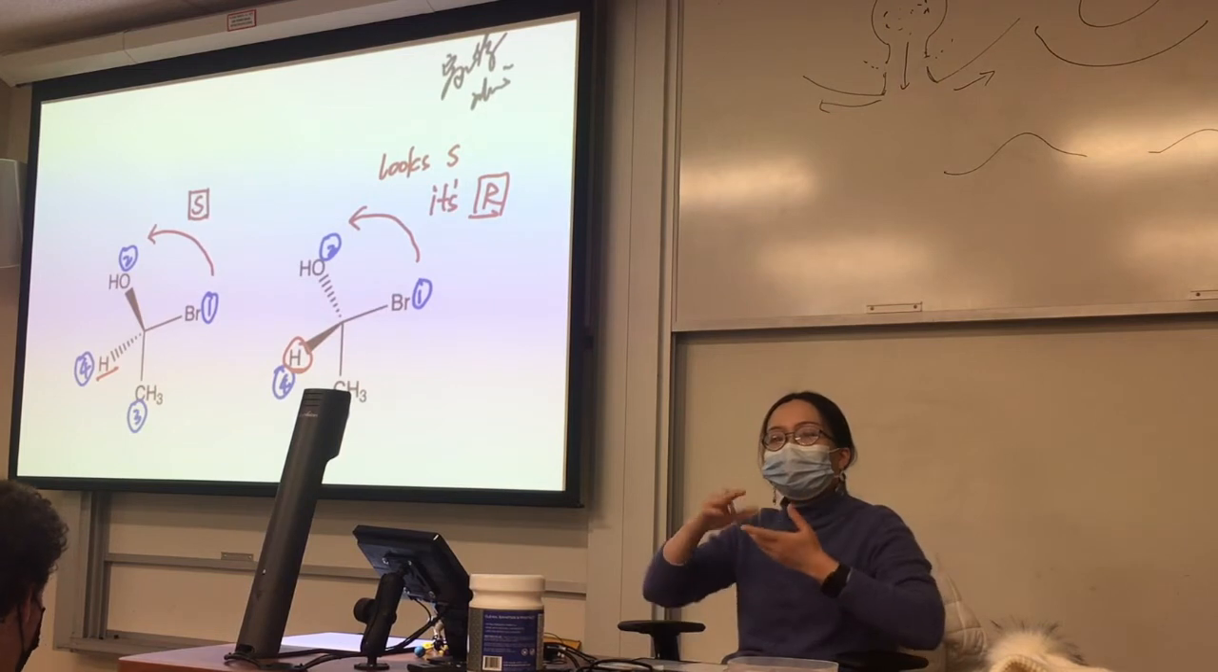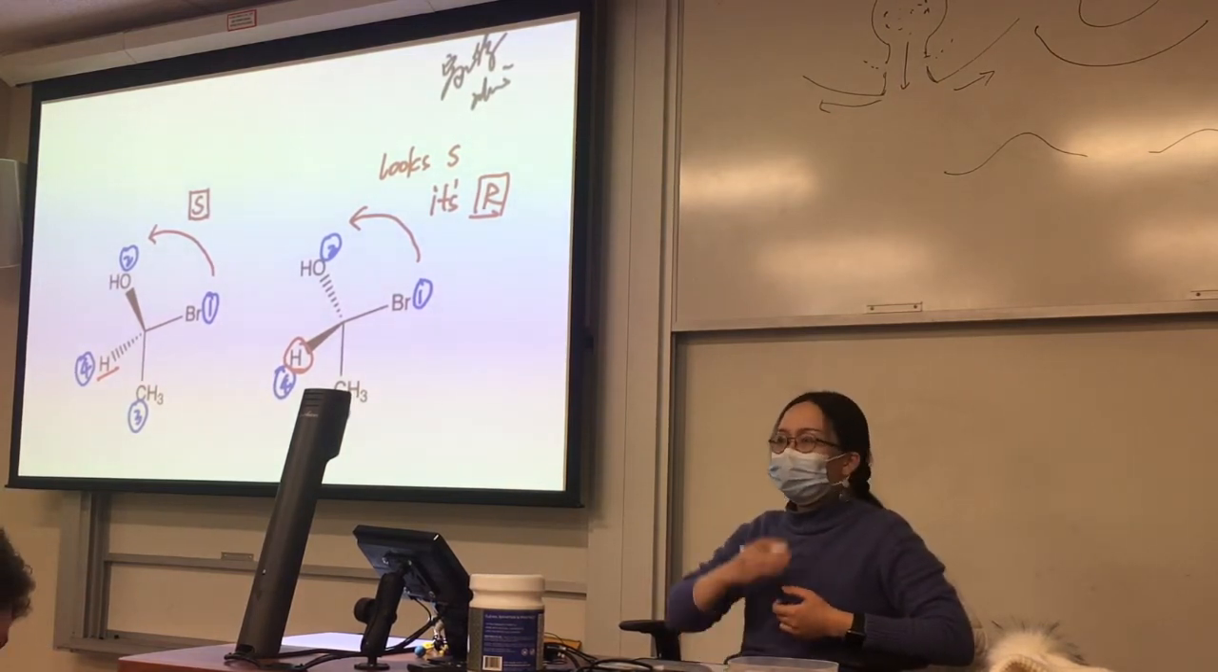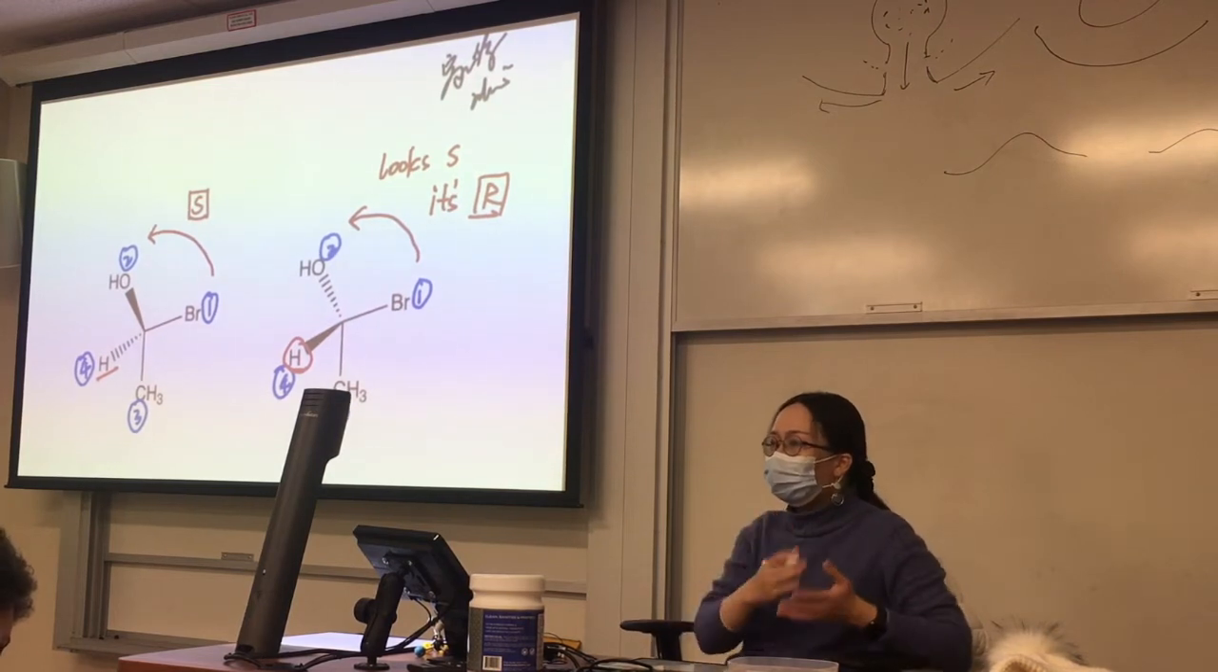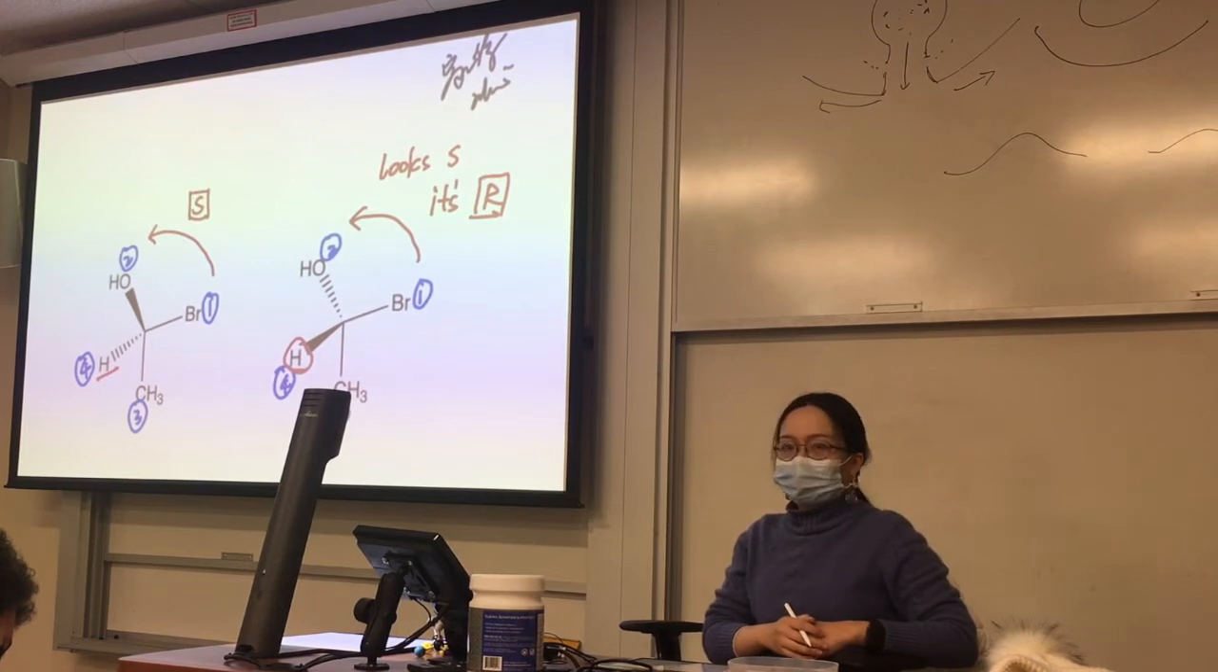So you don't have to flip or rotate, as long as the least priority group is wedged out. It's in the exact opposite assignment. Good? That's a small trick, yeah?